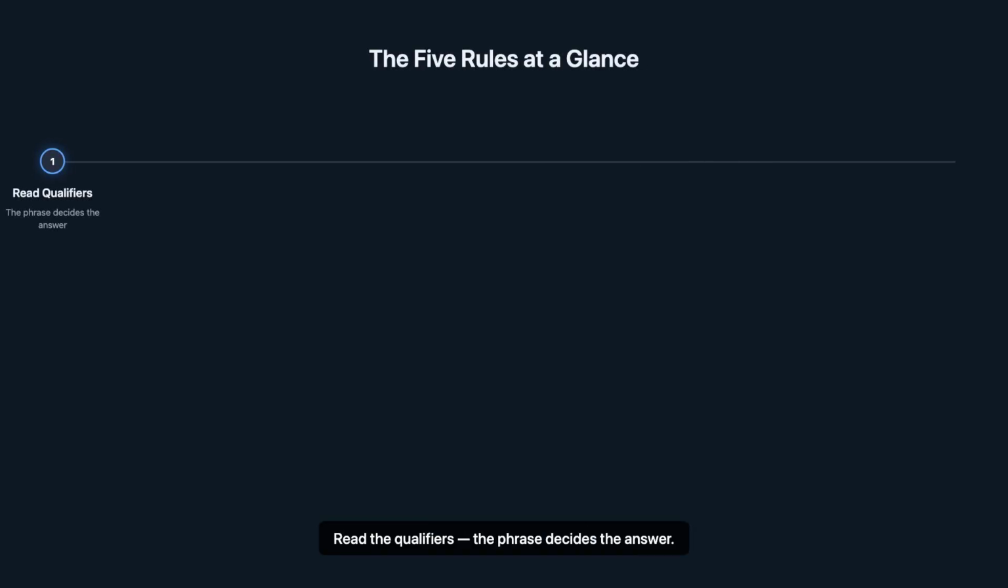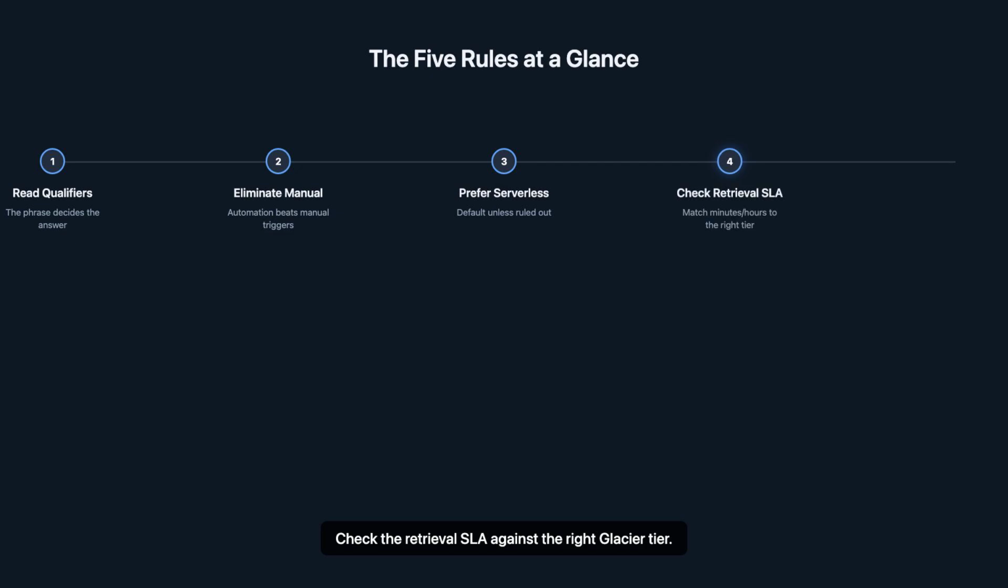The 5 rules in order: read the qualifiers, the phrase decides the answer. Eliminate manual, automation wins. Prefer serverless and managed by default. Check the retrieval SLA against the right Glacier tier. And flag tough questions and move on, because finishing the exam is the point. Run these 5 during every question.